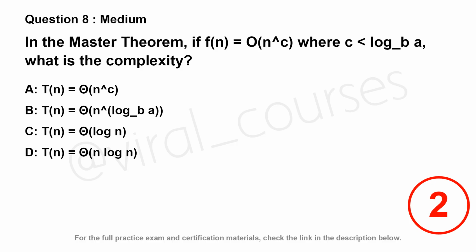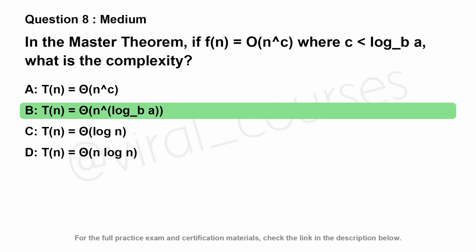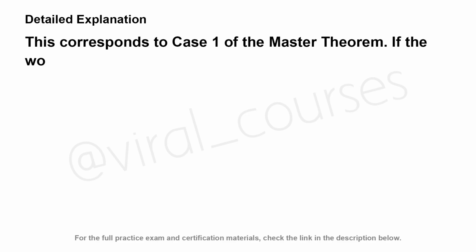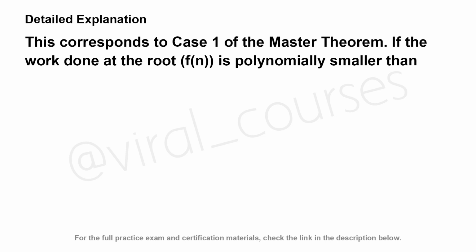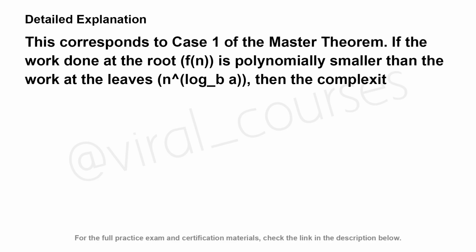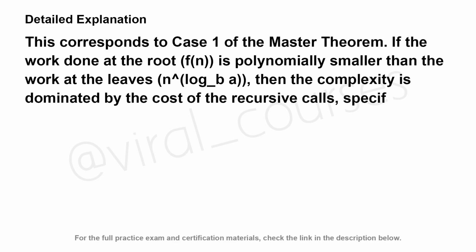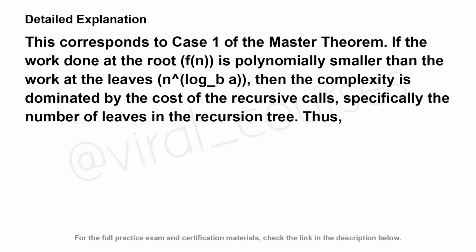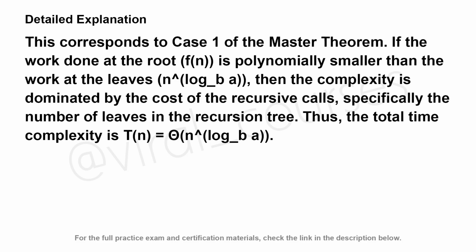The correct answer is B. This corresponds to case 1 of the Master Theorem. If the work done at the root, f(n), is polynomially smaller than the work at the leaves, n^(log_b a), then the complexity is dominated by the cost of the recursive calls, specifically the number of leaves in the recursion tree. Thus, the total time complexity is T(n) = theta(n^(log_b a)).